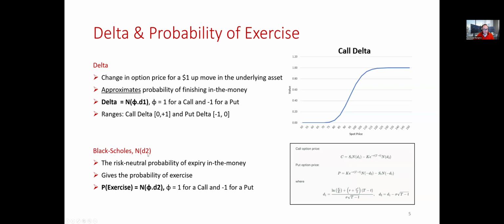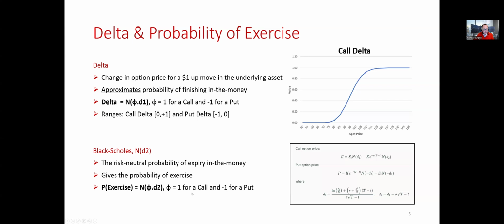Black-Scholes N(d2). So that's the other term here in the Black-Scholes formula. N(d2), the cumulative normal distribution function with d2 as its parameter, by definition measures the risk neutral probability of your option expiring in the money. So this is exactly the probability of exercise. So the probability of exercise is N(phi d2), where phi is 1 for a call and -1 for a put.